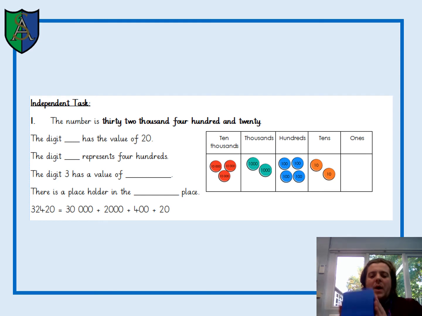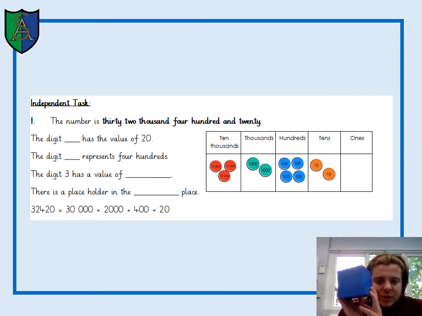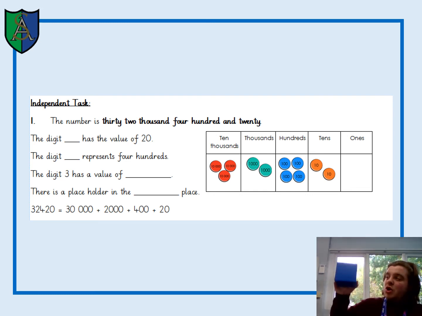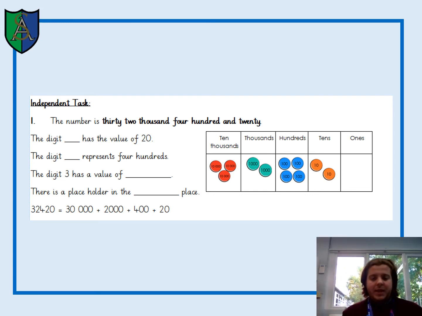I would like you to think about how many thousands would it take to make one 10,000? Yeah, that's right. It would take 10 of these. So could you imagine 10 of these piled on top of each other? That is what 10,000 would look like, okay? And obviously if we had 20,000 or 30,000, we'd have 2 or 3 of them.